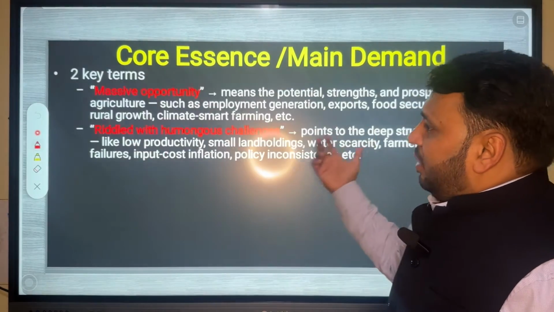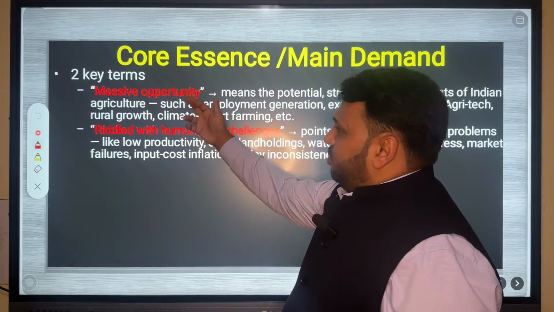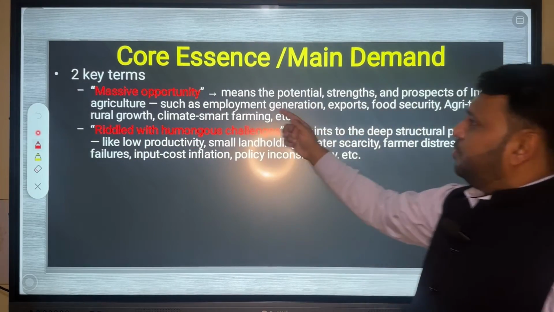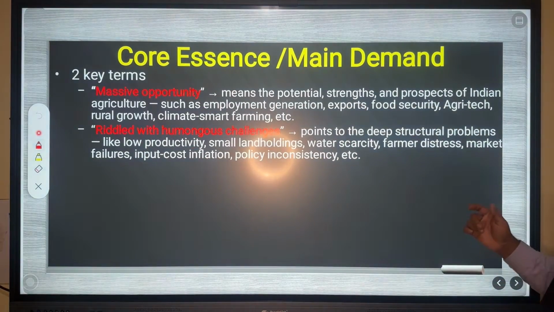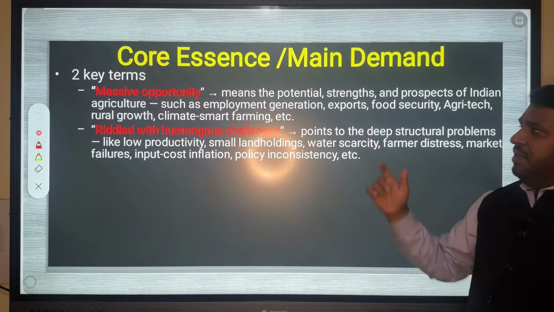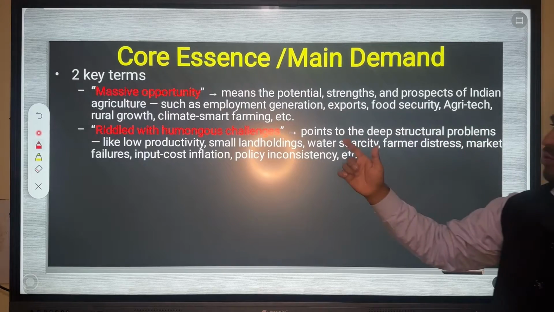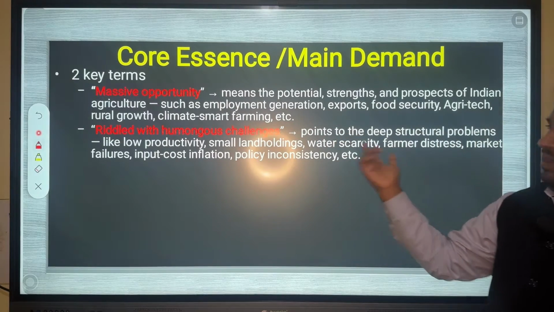So the core idea or the essence of the topic is that there are two key terms: massive opportunity riddled with humongous challenges, both in red. Massive opportunity means the potential strengths and prospects of Indian agriculture, such as employment generation, export, food security, agri-tech, rural growth, and climate-smart farming.